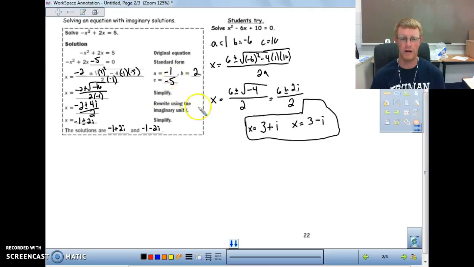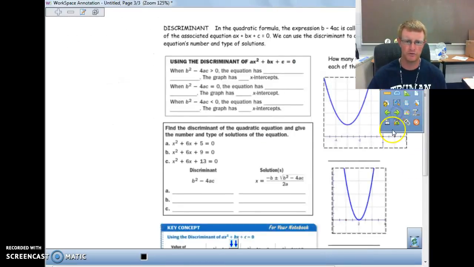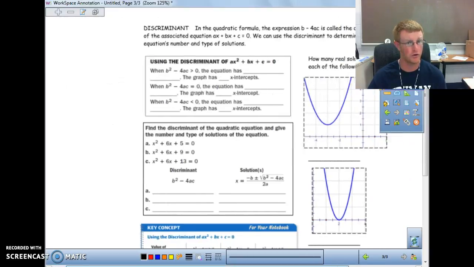So here you should have gotten 3 plus i or 3 minus i. You should have ended up with a negative 4 underneath your square root, which then gives you plus or minus 2i, and then simplifying, 6 divided by 2 is 3, 2 divided by 2 is 1, so 3 plus i or 3 minus i.